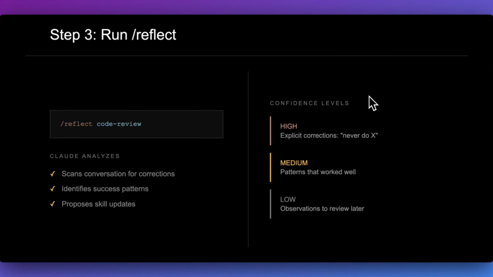It will identify success patterns, propose skill updates, and the way that this is set up is it will give you a breakdown of different confidence levels. There will be high, medium, as well as low. If I say never do X, like never come up with a button style on your own within this project, you can go ahead and specify something like that. Medium are going to be patterns that worked well, and low are going to be observations to review later.